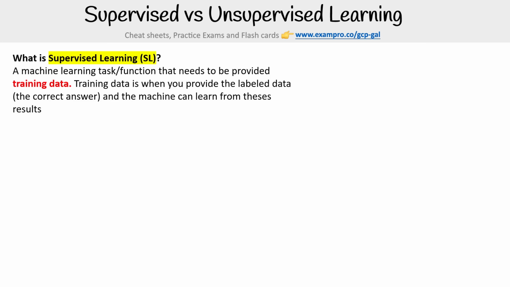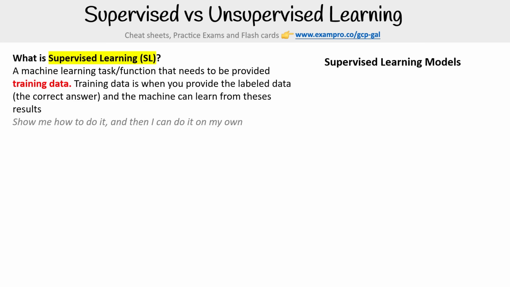This is a machine learning task or function that needs to be provided training data. And the training data is when you provide labeled data, the correct answers, and the machine can learn from those results. So show me how to do it, and then I can do it on my own. That's what's happening here. And so for supervised learning models, we have classification, regression.